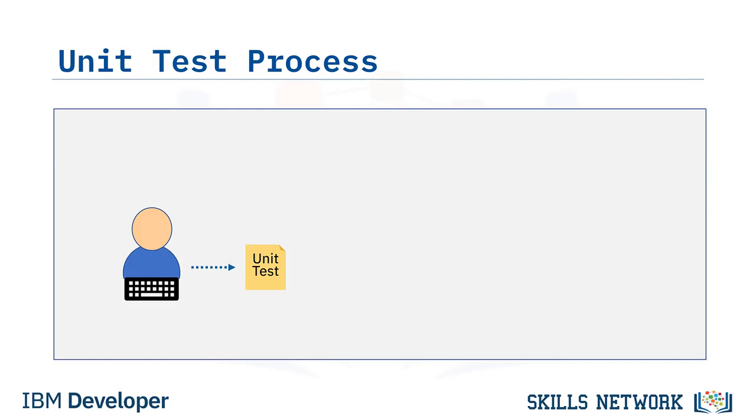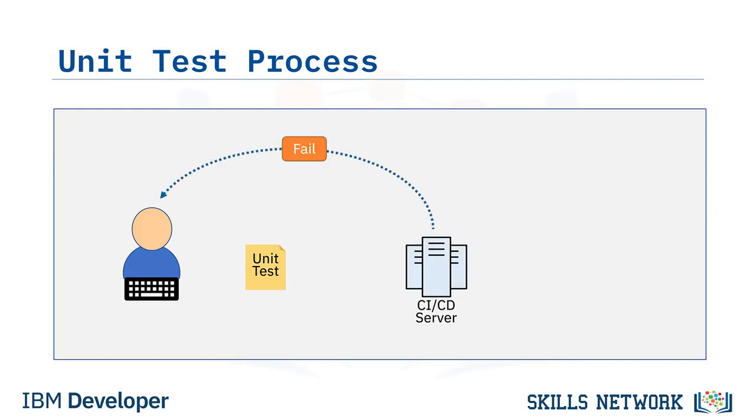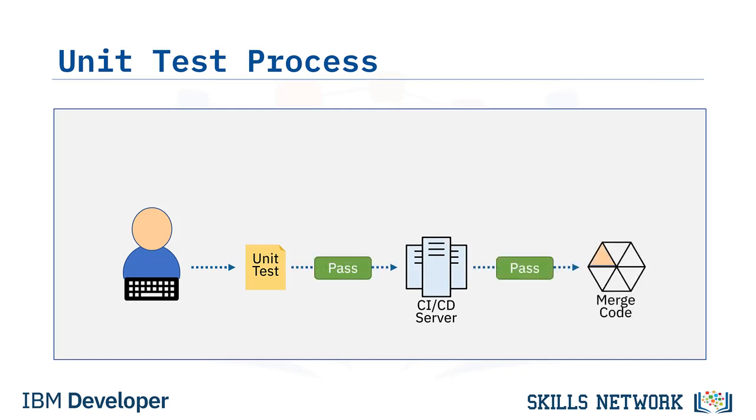Once the unit test passes, the unit is tested in a continuous integration, continuous delivery test server environment. If the unit fails the server test, the code is returned to the developer to determine the reason and fix, and the process restarts. Once the unit passes the server test, the unit is merged into the final main codebase.